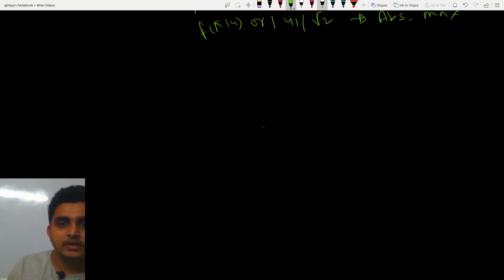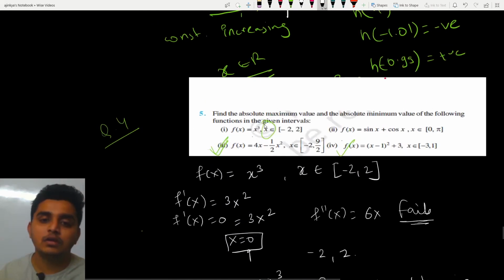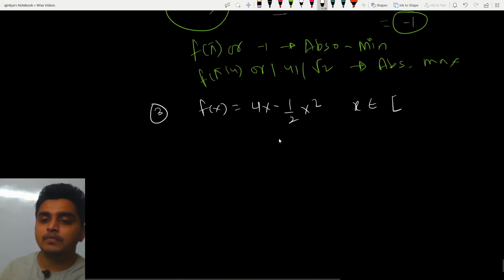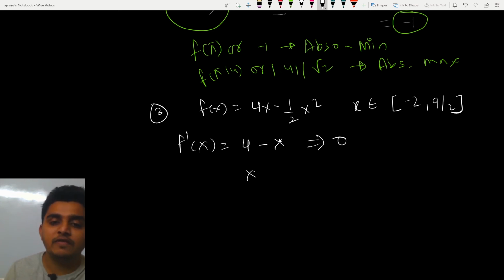Question number 3 says f of x equals 4x minus half x squared, and for this we have been given the interval minus 2 to 9 by 2. So now we need to take the first derivative test. F dash of x is 4 minus 2x divided by 2, so it is 4 minus x. If we equate this to 0, then we have x equals 4.